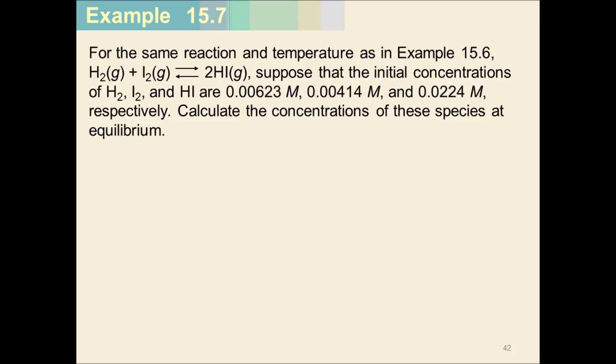On slide 42, example 15.7. For the same reaction and temperature as we used in the previous example 15.6, H2 plus I2 yields 2HI, suppose the initial concentrations of H2, I2, and HI were 0.00623 for the H2, 0.00414 for the I2, and the HI was 0.0224 molar. Calculate the concentration of these species at equilibrium.